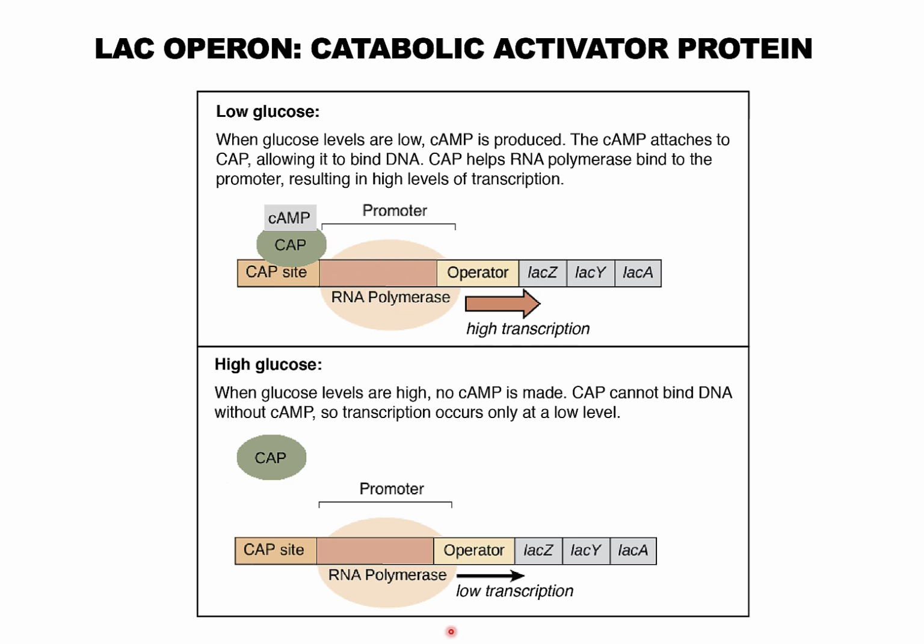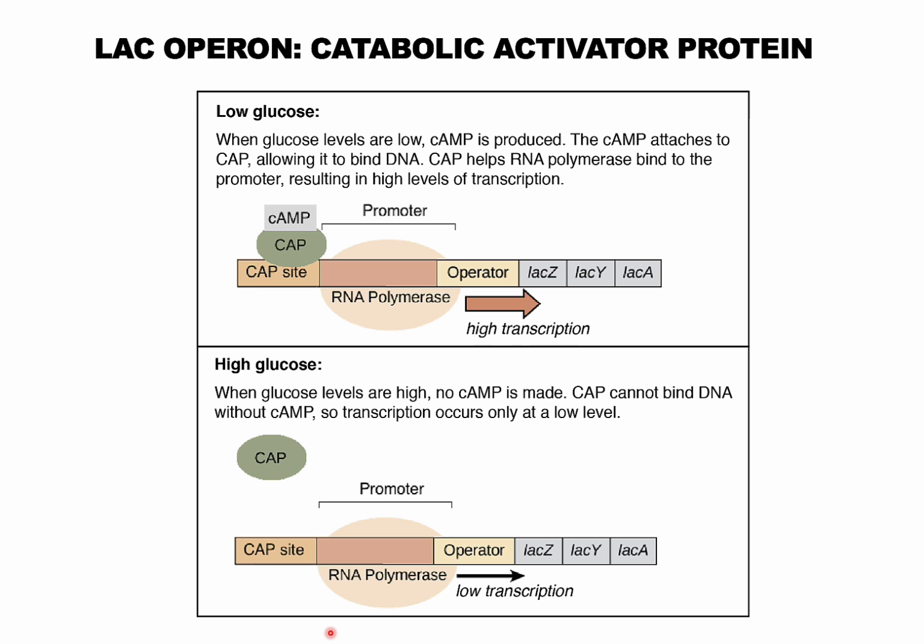CAP isn't always active or able to bind DNA. Instead, it's regulated by a small molecule called cyclic AMP, shown in the previous slide. Cyclic AMP is the hunger signal made by E. coli when glucose levels are low. The cAMP binds to CAP, changing its shape and making it able to bind DNA and promote transcription. Without cyclic AMP, CAP cannot bind to the DNA and it is inactive. CAP is only active when glucose levels are low and cyclic AMP levels are high. Thus, the lac operon can only be transcribed at high levels when glucose is absent.